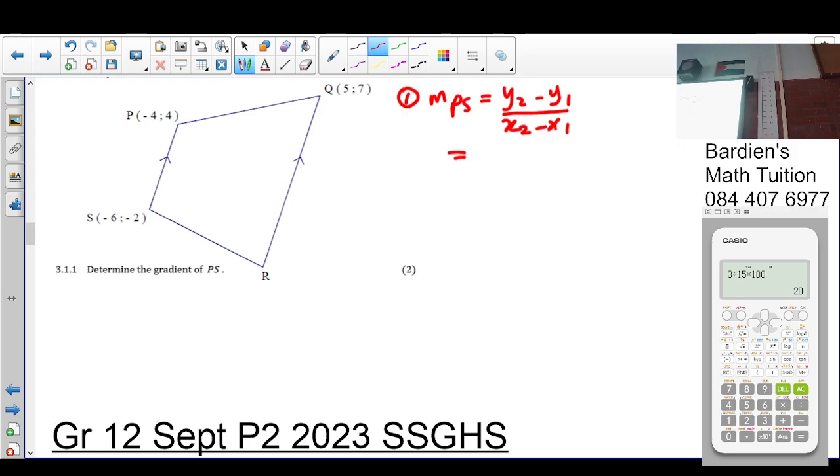So it's going to be y2. So PS, remember PS is parallel to QR. Alright, so it's going to be 4 minus 2, which is plus 2, and negative 4 minus 6, which is plus 6. So it gives me 6 over 2, which is 3. So the gradient of this line is 3, which makes QR also 3.